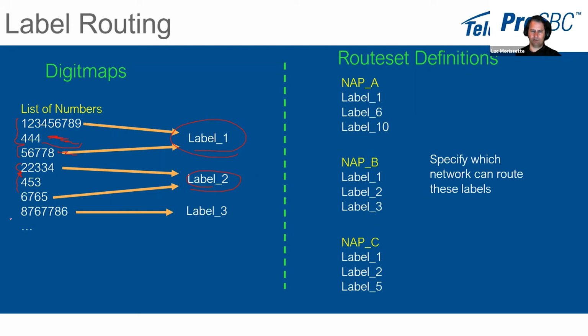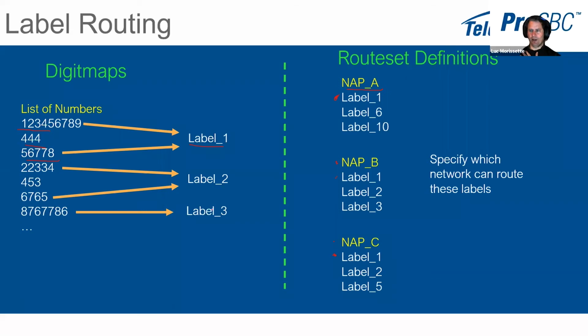All right, and then you have lists of numbers. Of course, like I said, you can have millions of numbers, so you can have a very large list. Once you find your label here, you will then have a second piece of information, which is which NAP can route this label. So you have NAP A that can route label 1, NAP B that can route label 1, and NAP C that can route label 1. So all of these NAPs will be able to route these 3 numbers.